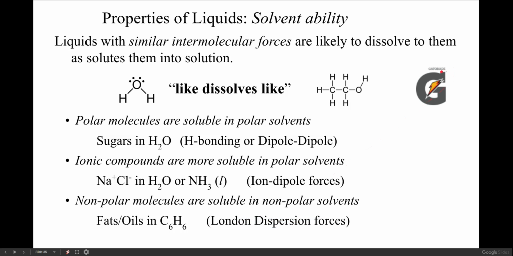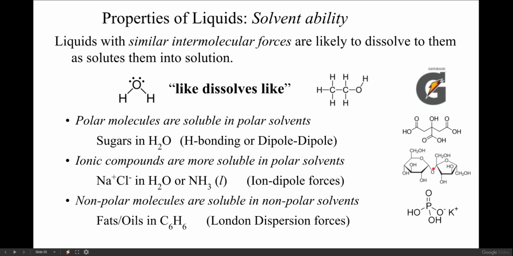Again, just as an example, if we look at Gatorade, it's a clear solution where the solvent's water, and you can find things like citric acid and sucrose, sugar, and then here's potassium phosphate. So both of these can make lots of hydrogen bonds because they're polar molecules. And here's your electrolytes, your potassium phosphate. It is an ionic compound. So these are soluble in water. They would not be soluble in something like benzene.